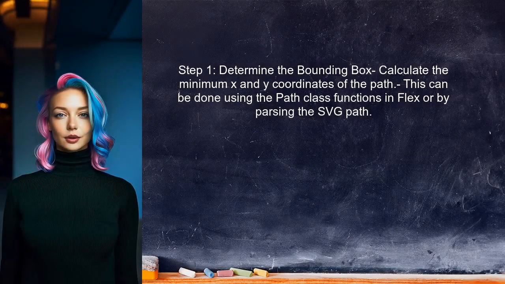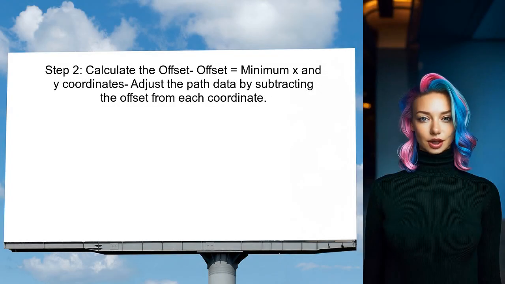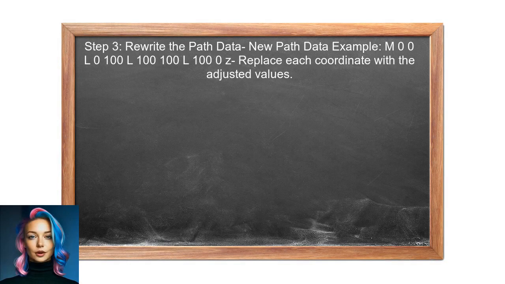To normalize the SVG path data, the user should first determine the bounding box of the existing path. This will help identify the minimum x and y coordinates. Next, the user needs to calculate the offset. This is done by taking the minimum x and y values from the bounding box and using them to adjust the path data. Now the user can rewrite the path data with the new normalized coordinates. This will ensure that the path starts from the origin point.